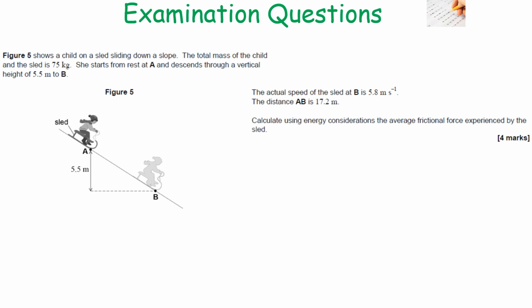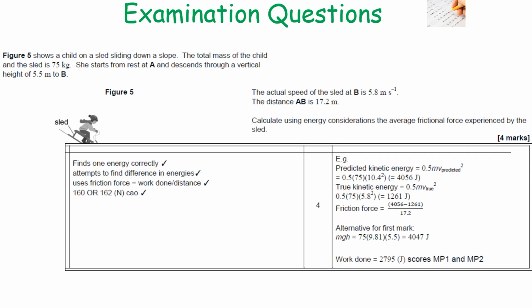Right, so how to answer this particular question? So what you would do is you could work out your predicted kinetic energy. So what you would say is the predicted kinetic energy is a half times by mass times by the velocity squared. Now in the previous question we'd worked out what that velocity should be, which is 10.4 meters per second. So we can work it out that it's going to be 4,056 joules.